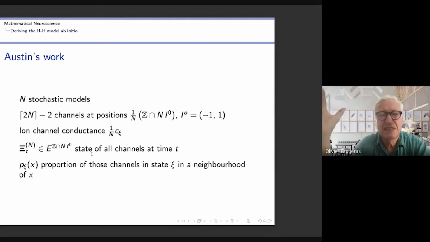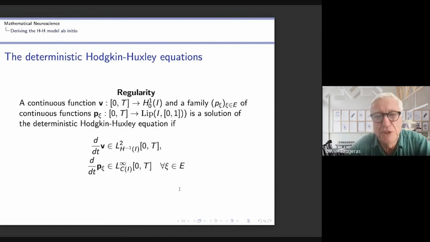Okay. He also needed P_C of x, which is the proportion of those channels which are in state xi or zeta or whatever in a neighborhood of x. So this is a long preliminary description of the notations. I apologize for this. But then he wrote the equations for the deterministic Hodgkin-Huxley equations.